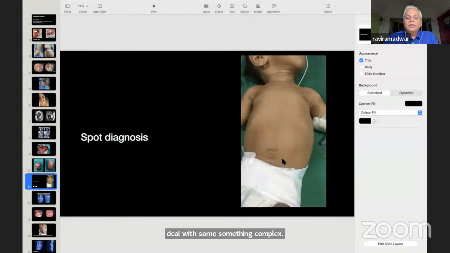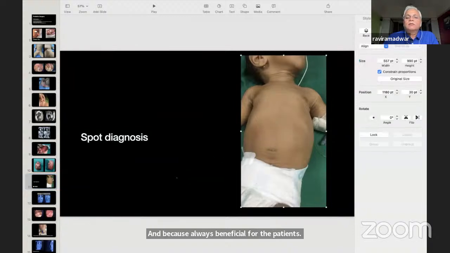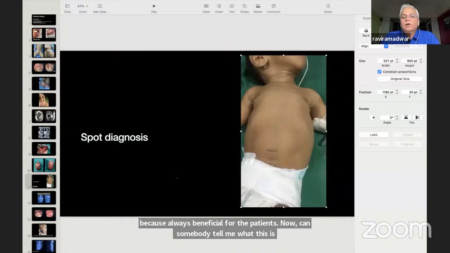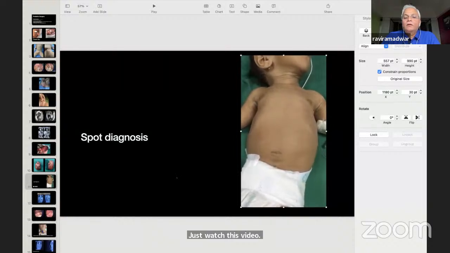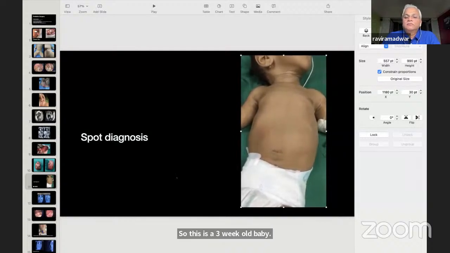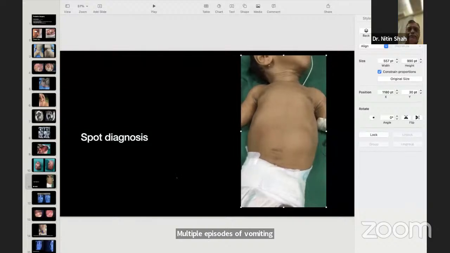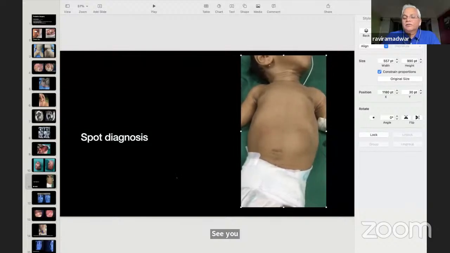Now, can somebody tell me what this is? Just watch this video. So this is a 3-week-old baby, multiple episodes of vomiting. CHPS. Perfect. It's a very spot diagnosis.